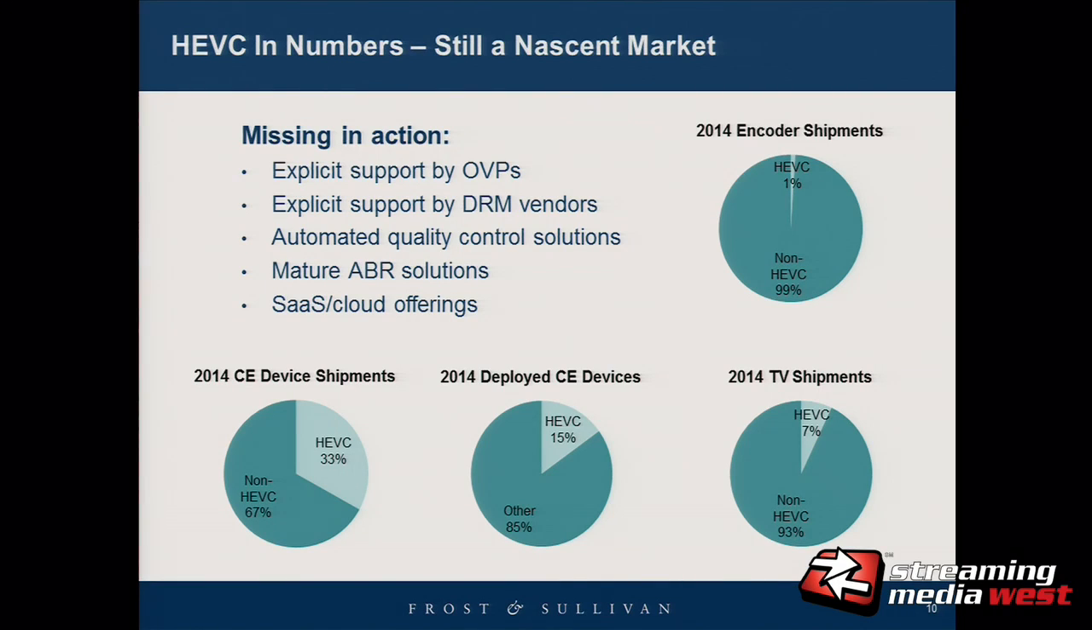If you look at TV shipments, 7% were HEVC capable. The lower ones are capable, not enabled, because very few of them are actually enabled today. In terms of the CE device shipments, 33%, or 1 out of 3, mostly high-end tablets and phones, were HEVC capable. But if you look at the total deployed footprint, the older generations were not, and so you only have about 15% that you could reach with an HEVC service today.